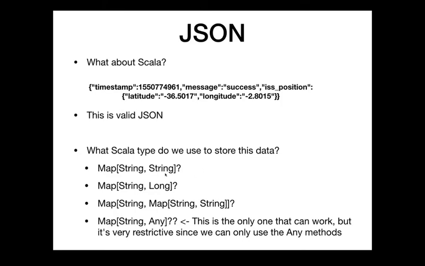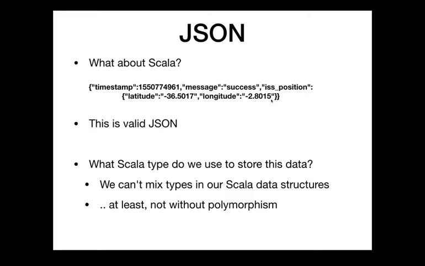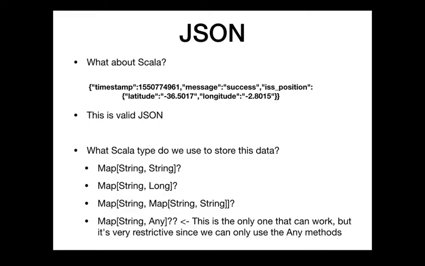But then what about the values? So message maps to a string, so let's try string. Okay, but how do we represent this as a string? Maybe we could just toString that. We could probably get away with that and finagle it for this specific application. But what about this object? Do we represent this whole object as a string? Probably not. How about long? Well, that's good for timestamp, but it's not going to get us success or this object. Okay, a map of string to string, that's going to get us this object.